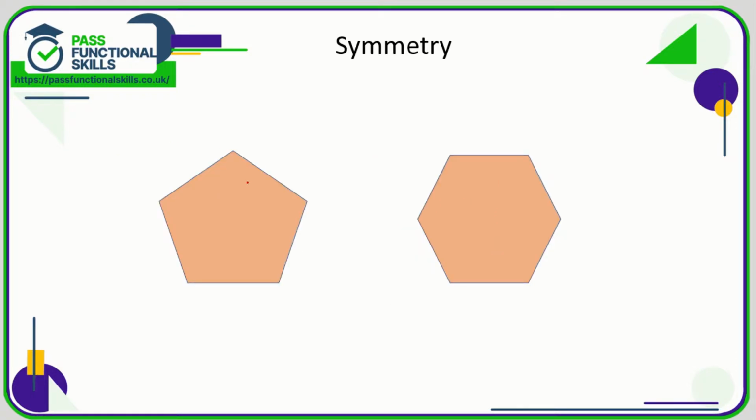With a regular shape, so here we've got a regular pentagon which has got 5 sides, here we've got a regular hexagon which is 6 sides. A regular pentagon has 5 lines of symmetry. A regular hexagon has 6 lines of symmetry.